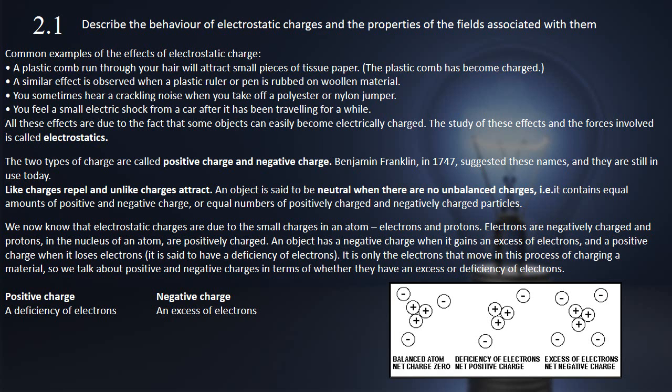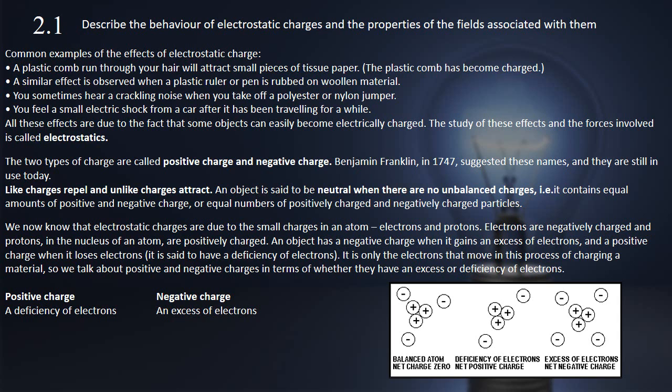2.1. Describe the behavior of electrostatic charges and the properties of fields associated with them. So there are common examples of the effects of electrostatic charge which we've done in year 9 and 10. Most of them you would know as rubbing the Perspex rod with a cloth and bending water. Some of you have experienced electric shock while getting out of a car or even going down a slippery slide.